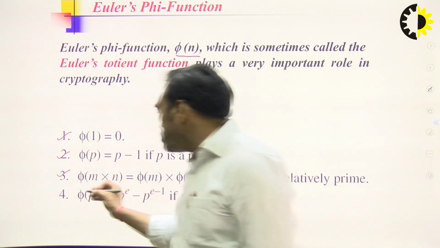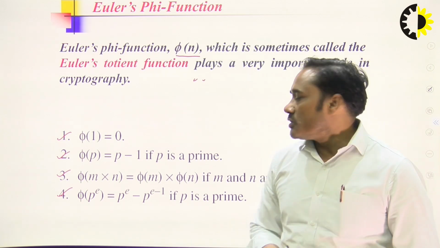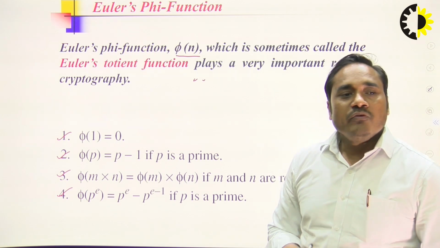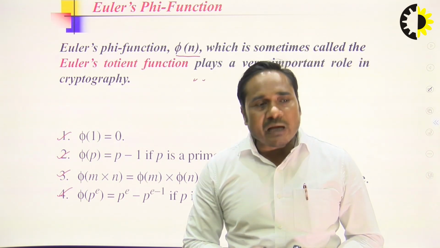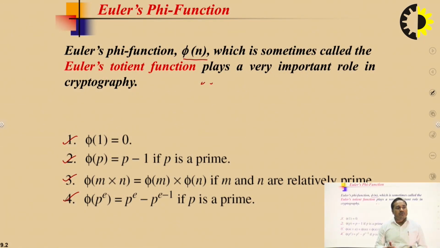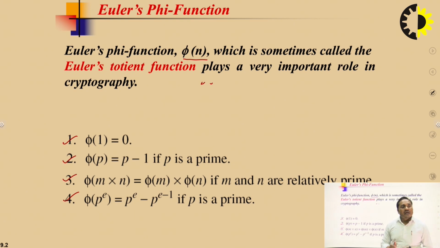Now the last one, the fourth rule. phi(p to the power e) equals p raised to the power e minus p raised to the power e minus 1, where p is a prime number. So with the help of a prime number you can calculate the value of phi(p to the power e). Similarly, you can calculate phi(m times n) as phi(m) times phi(n), where m and n are relatively prime numbers.